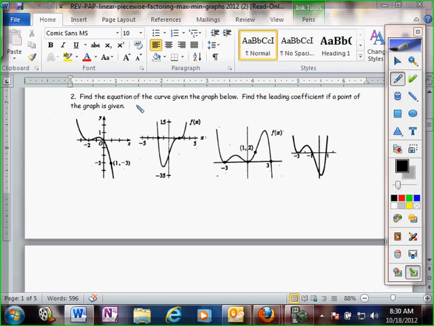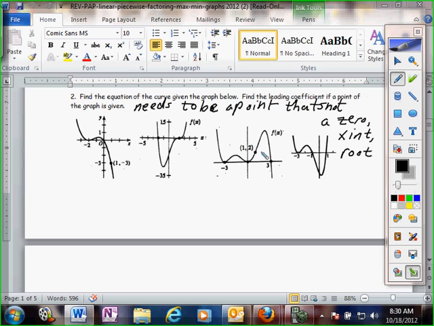This point needs to be a point that's not a 0 or an x-intercept or a root. Now all those things are the same, okay, but they can't be those. So this graph right here, I am given a point on the graph other than an x-intercept, this 1, 2, so I will be able to find the leading coefficient. So let's look at this.